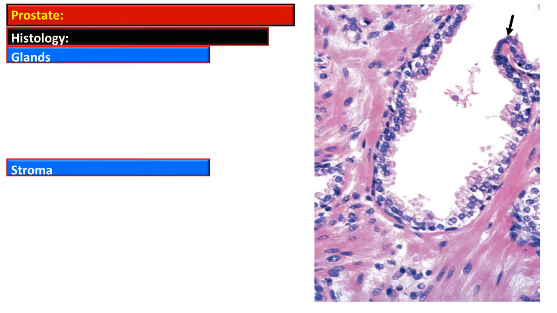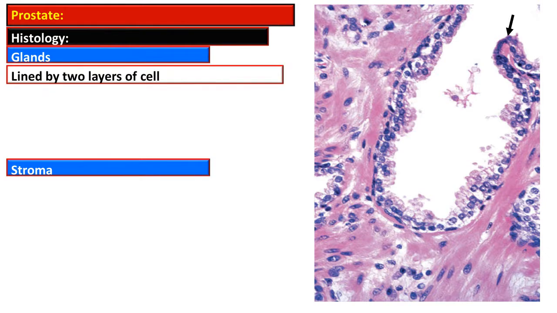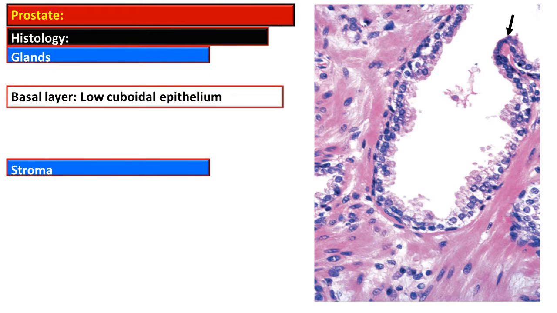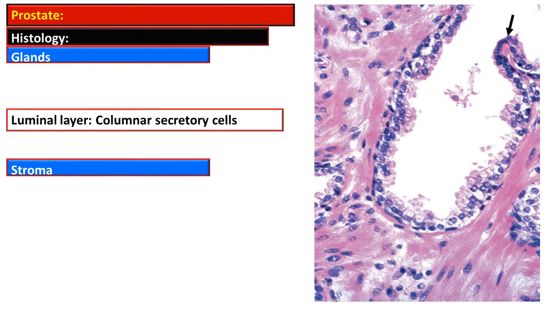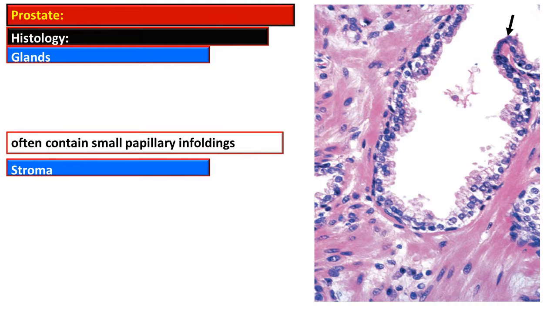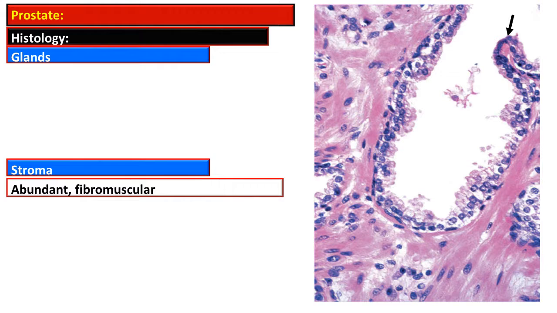The prostate is composed of glands and stroma. The glands are lined by double layered epithelium, and the basal layer is low cuboidal epithelium, while the luminal side epithelium is columnar or secretory cell epithelium. This epithelium has undergone papillary enfolding many times, which is marked by this black arrow.